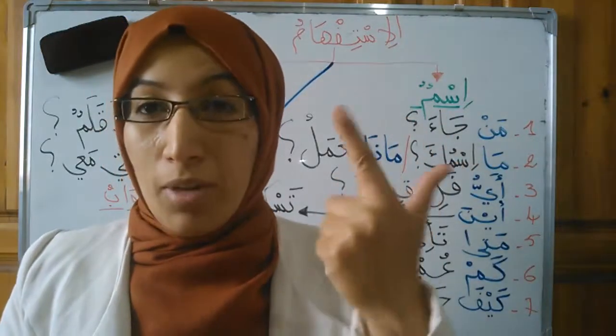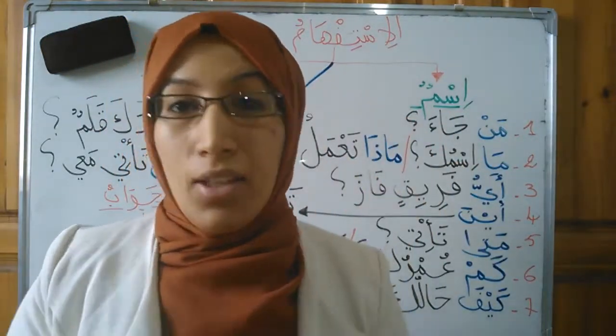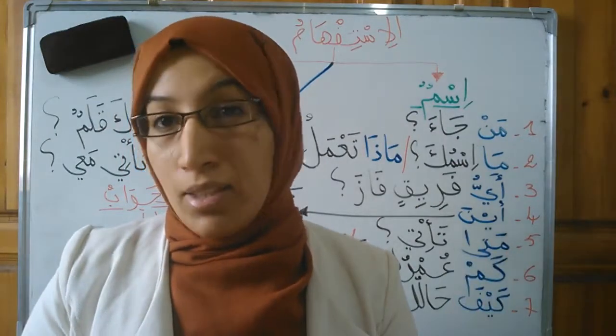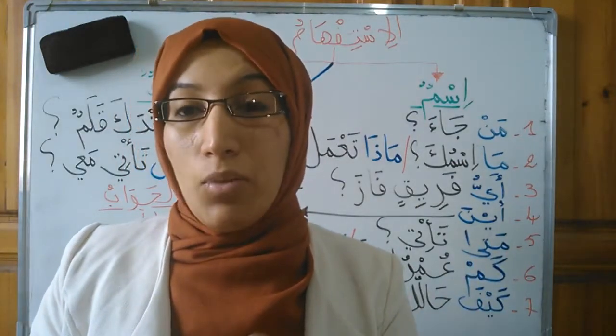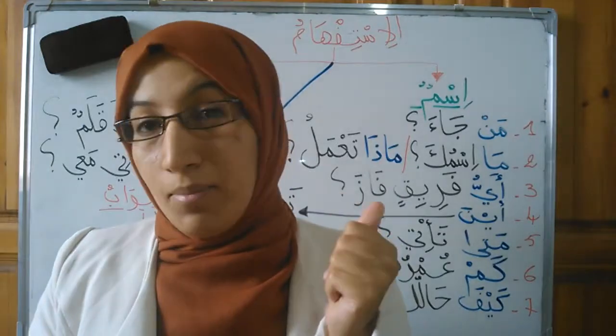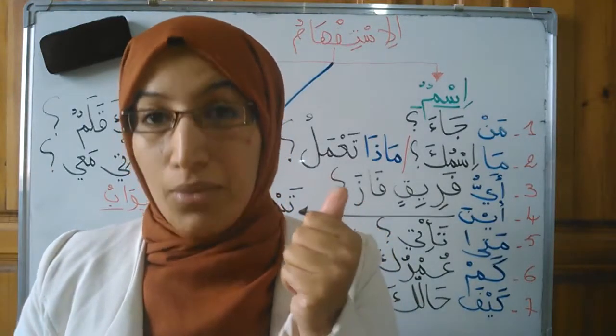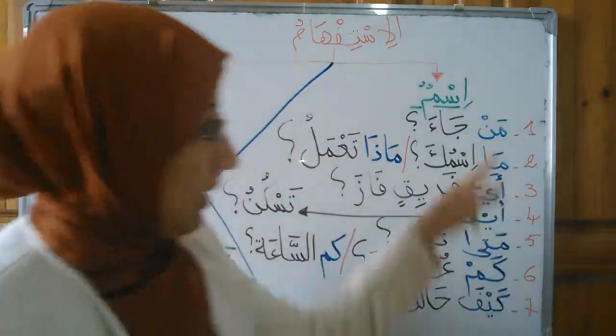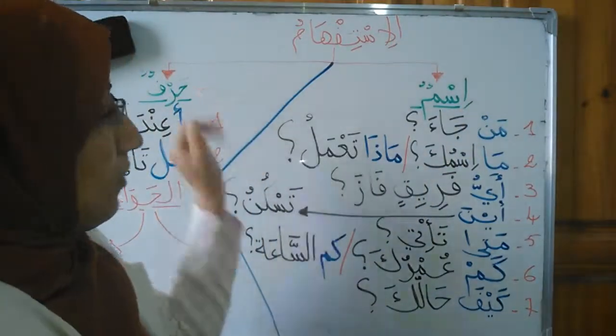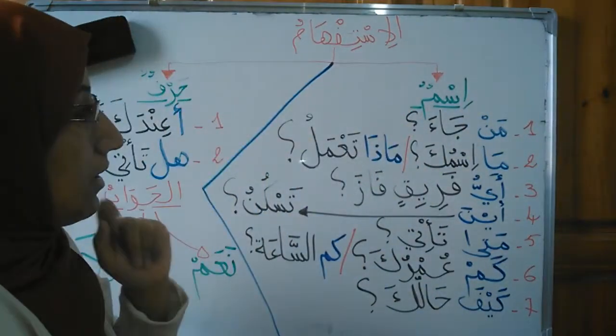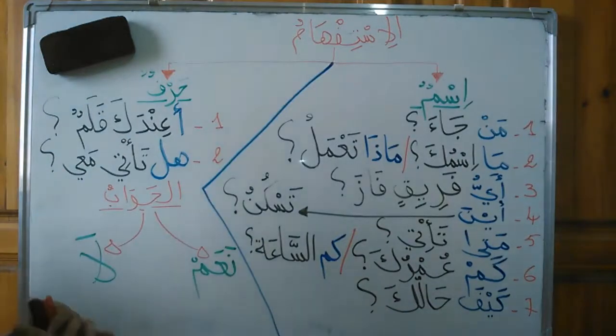Noun or a verb or harf, letter. Okay, in the question words in the Arabic language, we have two categories. We have the harf and the noun. Ism and harf. Ism, noun, and harf, letter. Okay, we'll start with the harf.